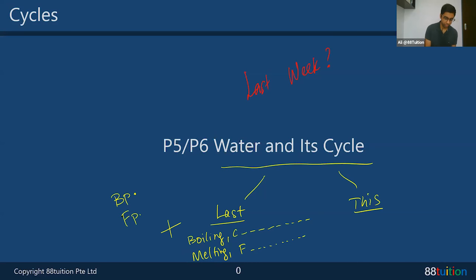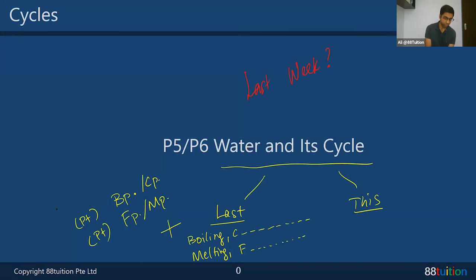It's called boiling point, freezing point. Okay, and FP, freezing point, can also be melting point. And the opposite can be condensation point. All of them occur at the same temperature.